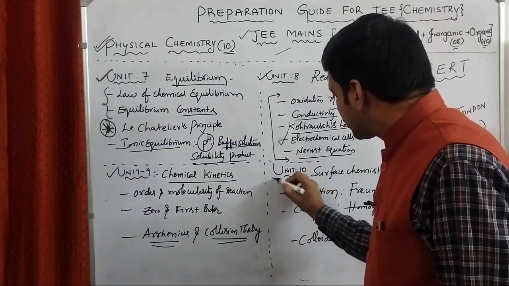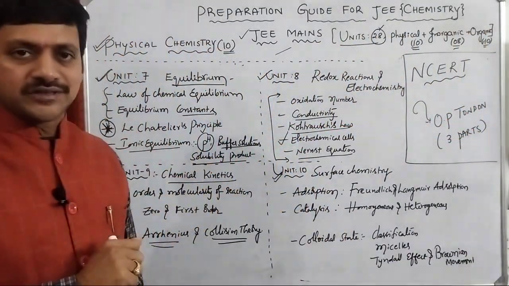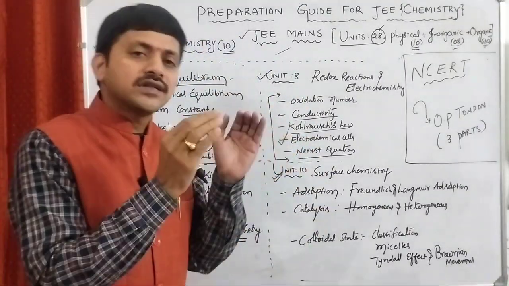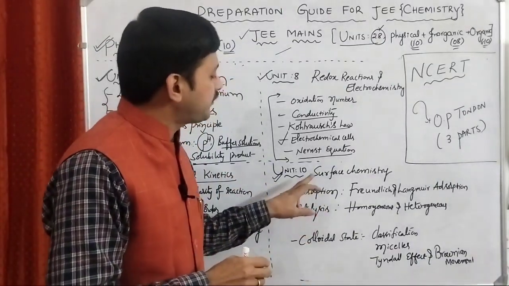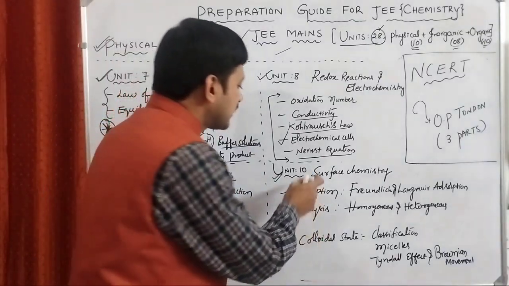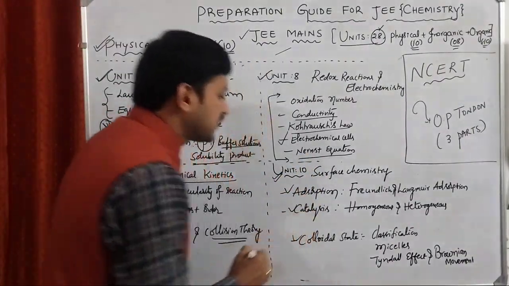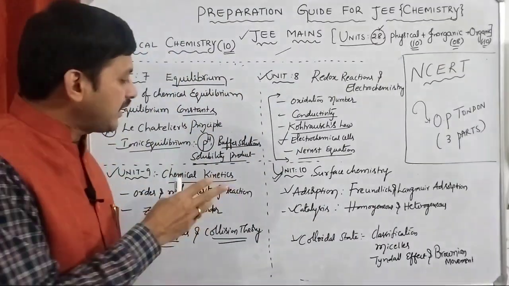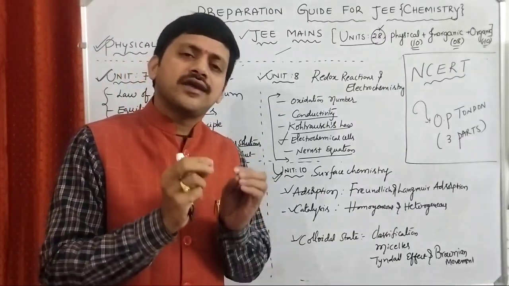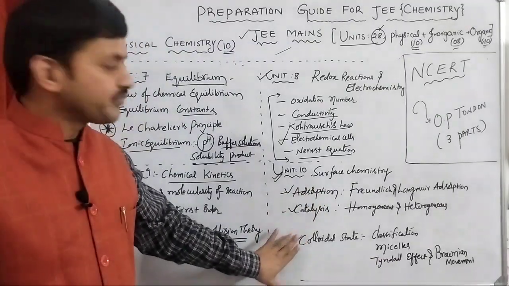The last unit regarding the physical chemistry portion is Surface chemistry. If you see all the 10 units, among them this is the very easy one. You can get 100% marks from surface chemistry. In surface chemistry, we have 3 topics: adsorption, catalysis and colloidal solutions. These are very simple, if each and every student can remember the concepts present in these 3 portions.